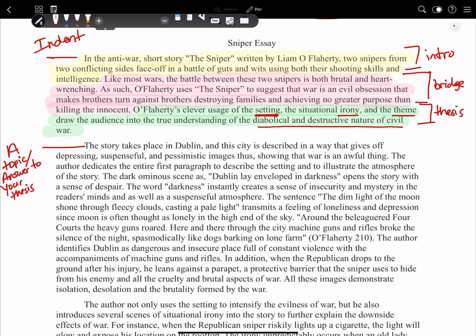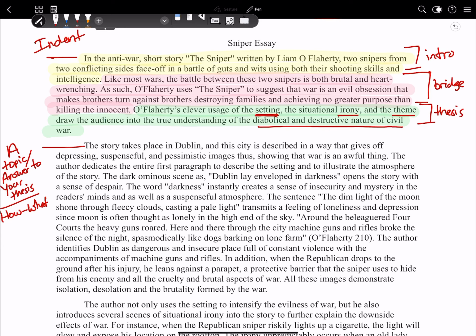right? This is where I'm going to reconnect back to my thesis, and I'm going to start talking to my reader about how and what I'm going to be talking about, okay? I'm going to be talking about the place, and I'm going to be talking about the fact that it's bad, right? So there's the beginning of my essay. Now, let's look at the second portion of your essay. Right here, where it says the atmosphere, the author dedicates the entire first paragraph to describe the setting and to illustrate the atmosphere of the story.